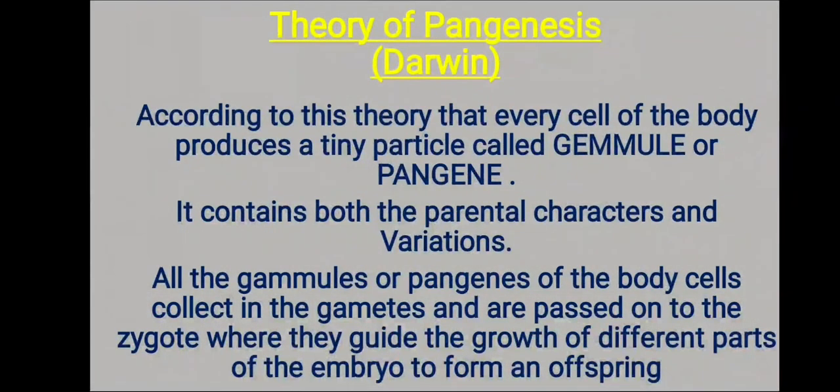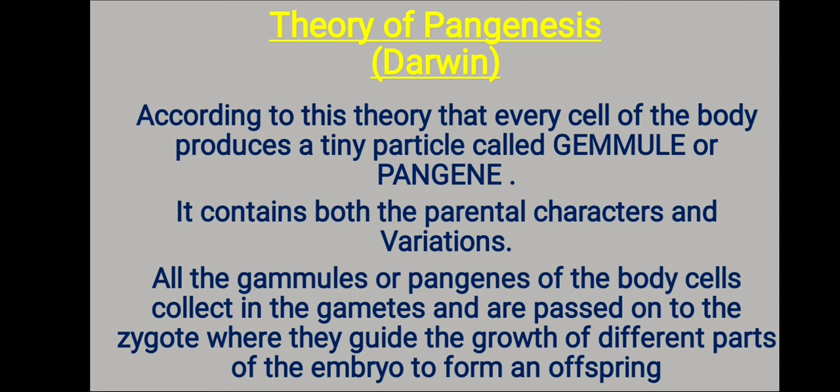Now coming to the next theory, which was proposed by Darwin, called the theory of pangenesis. According to this theory, every cell of the body produces a tiny particle. Here again, it is the role of tiny particles, but the name given by Darwin is gemmule or pangene. This pangene contains both the parental characters as well as the variations.